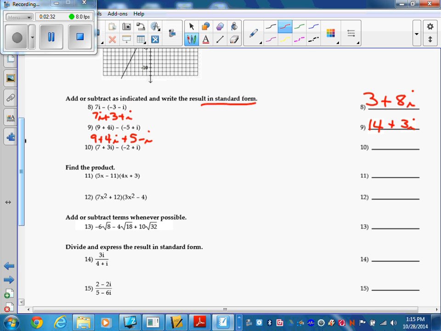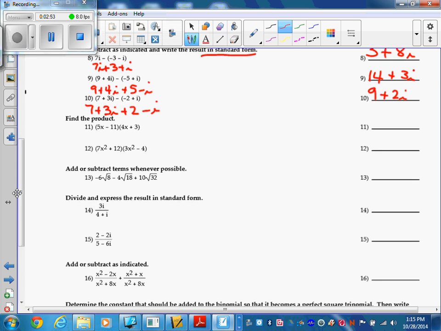Okay, for number 10, 7 plus 3i plus 2 minus i. 7 and 2 is 9. 3i minus i is 2i. So I guess the toughest part is remembering to write these in standard form. Now we're going to find the product. And I do expect really good grades on these imaginary number pieces because we did spend some time on that.